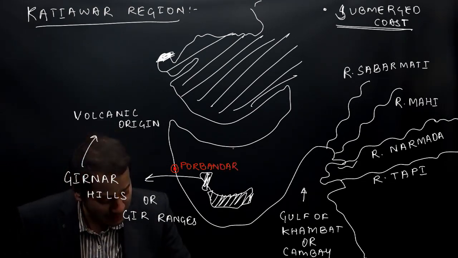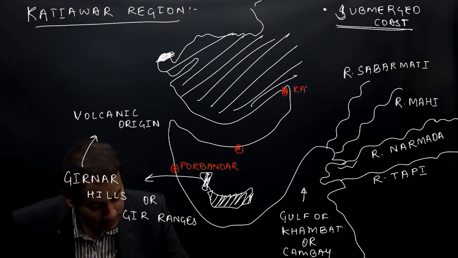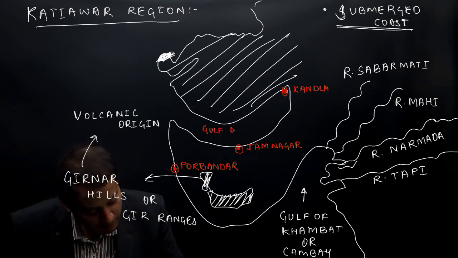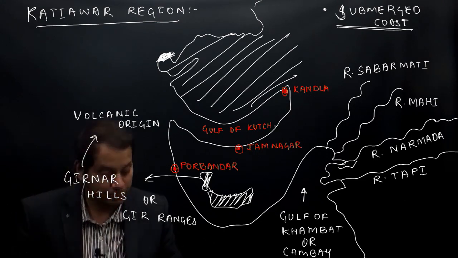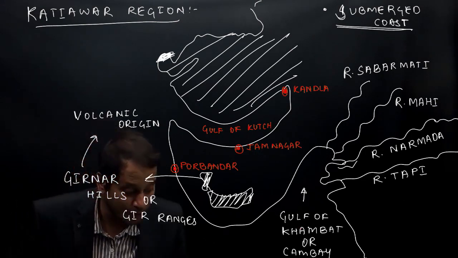Where was Jamnagar? Jamnagar was here. Where was Kandla? Kandla was here. This was Jamnagar. Which is this region? Gulf of Kutch. This is the Gulf of Khambat. So, Porbandar is an important port.